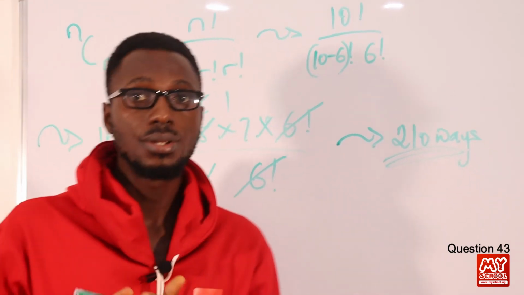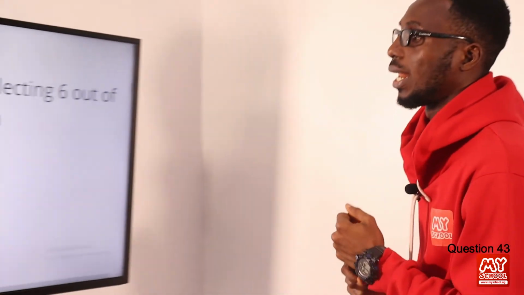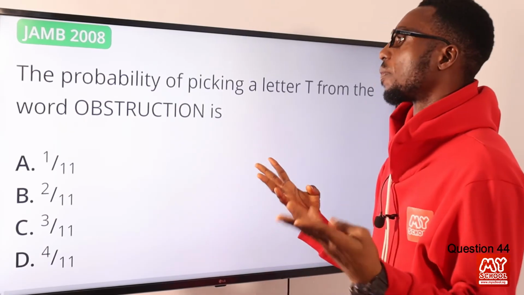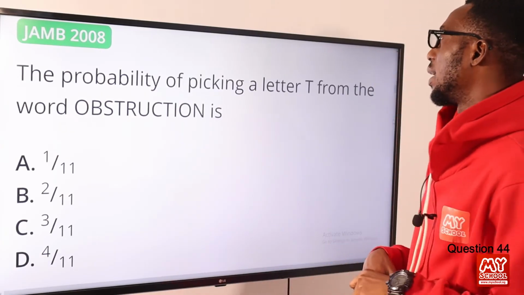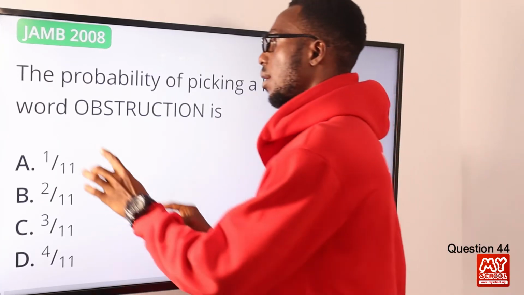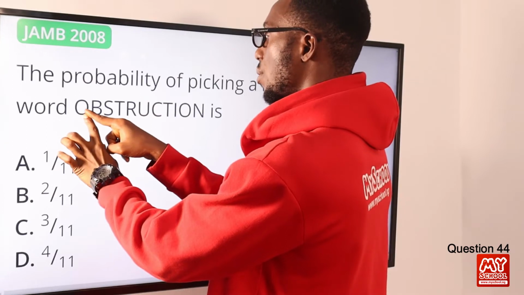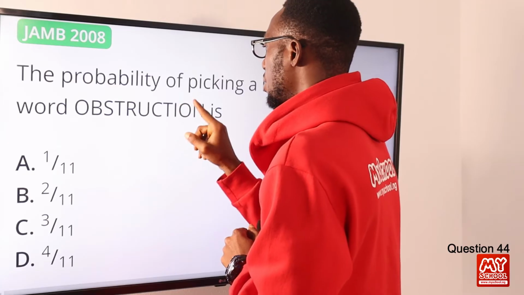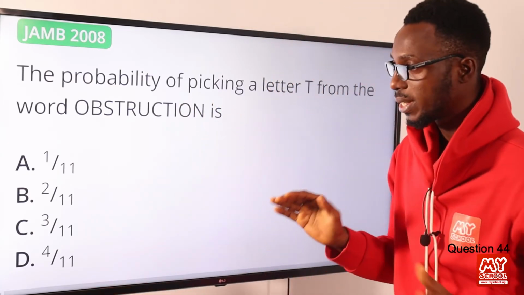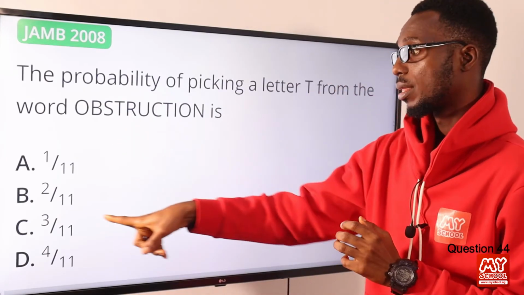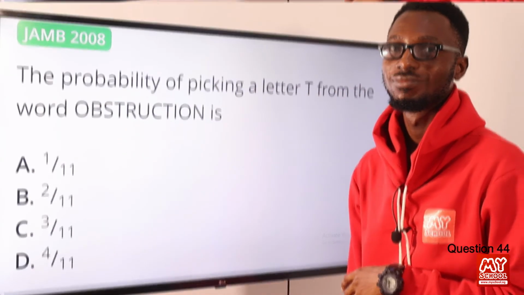So let's go back to the screen. 210 ways for the selection. So option D carries the right value. 44. The probability of picking a letter T from the word obstruction is what? So let's see. Total possible outcome, we have 1, 2, 3, 4, 5, 6, 7, 8, 9, 10, 11. Total outcome is actually 11, well established. Letter T, how many times? 1, 2. 2 over 11, so option B.